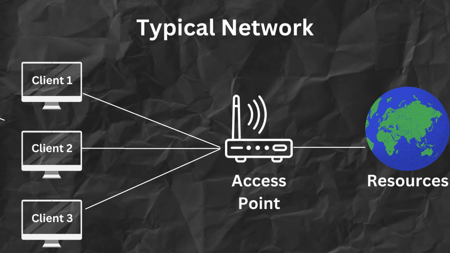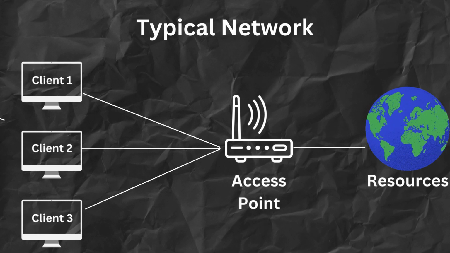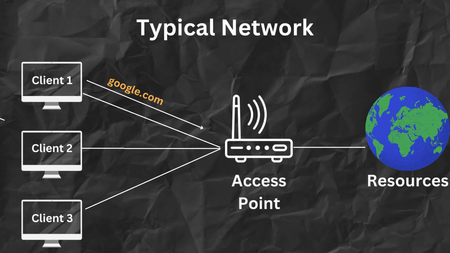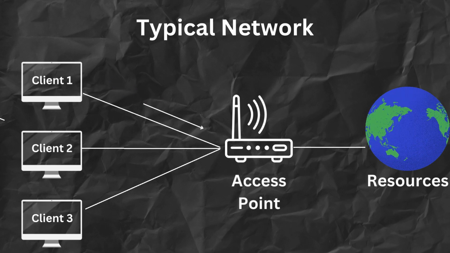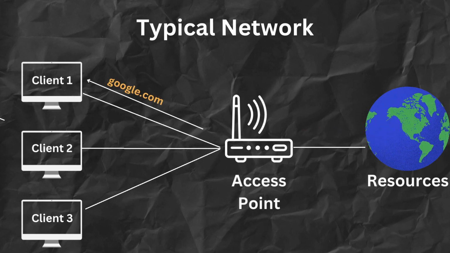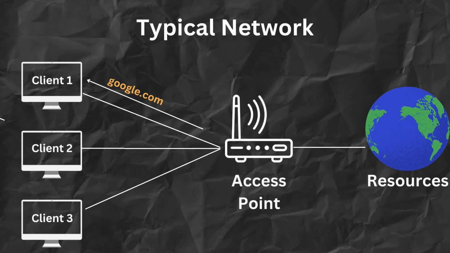So let's say, for example, you're client number 1 and you connected to your home network over Wi-Fi or over Ethernet, over a cable, and then you open your browser and type google.com. What happens is, your computer will send a request to the access point asking for google.com. The access point has access to the resource, which is the internet in this example, so it's going to go and look for google.com. It will receive google.com, and it'll forward that response to your computer, and as a result, you will see the website loading on your browser.